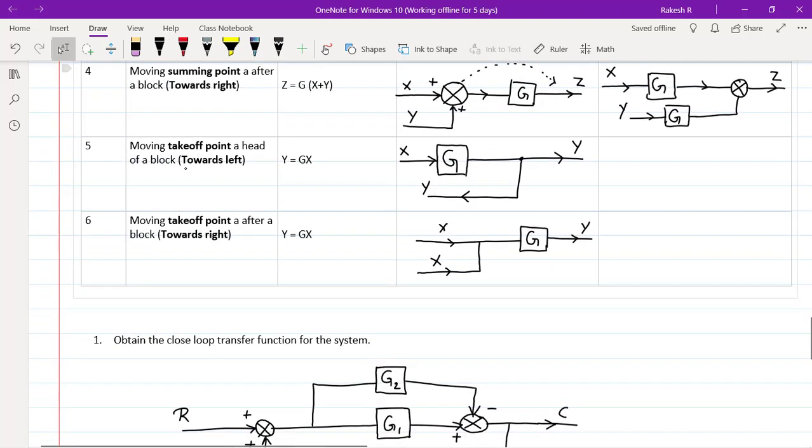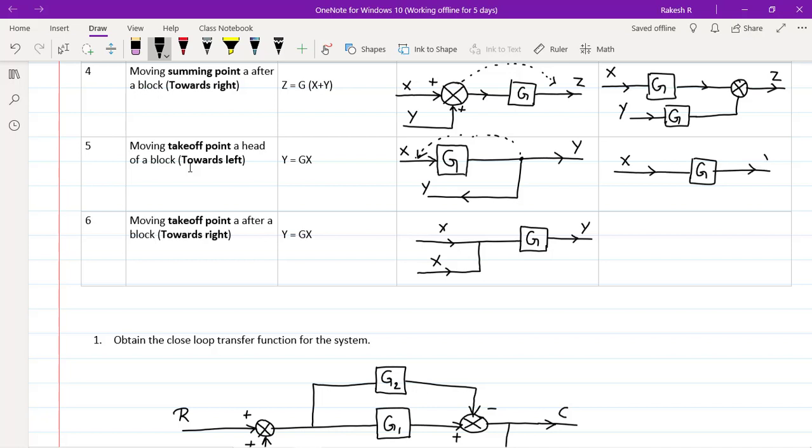Next, the other two we have are moving the takeoff points. First, we shall see what happens if the takeoff point is moved towards left. First we have the block G, the input is X and the output is Y. The takeoff point was in between G and Y. Now the takeoff point is moved in between X and G. This is the takeoff point we have. So what happens now?